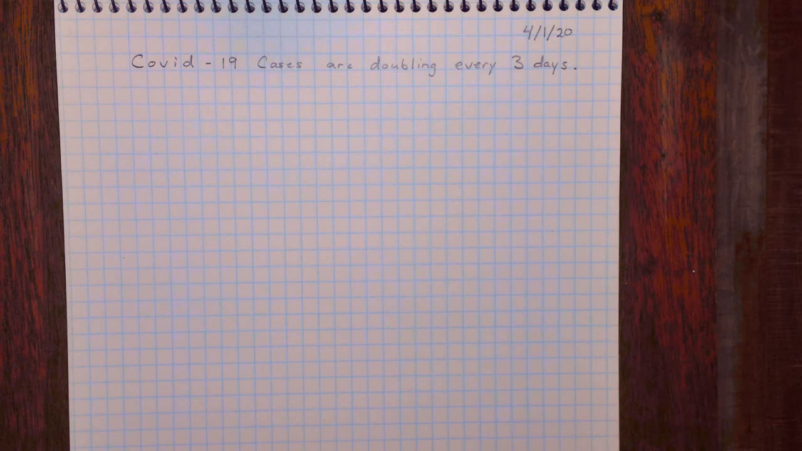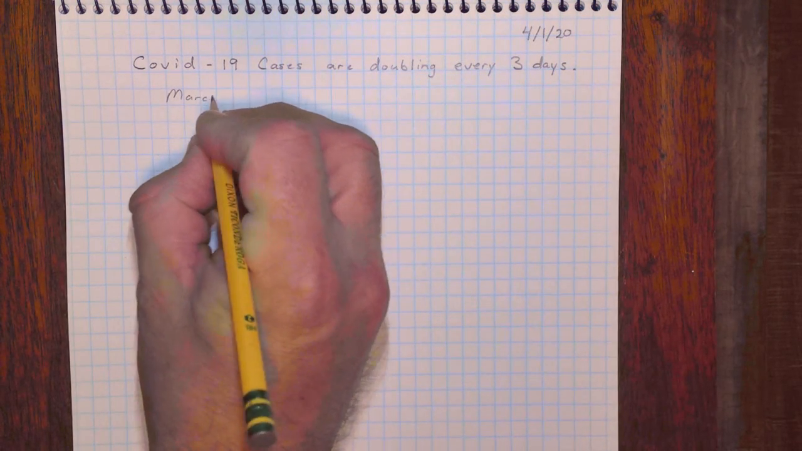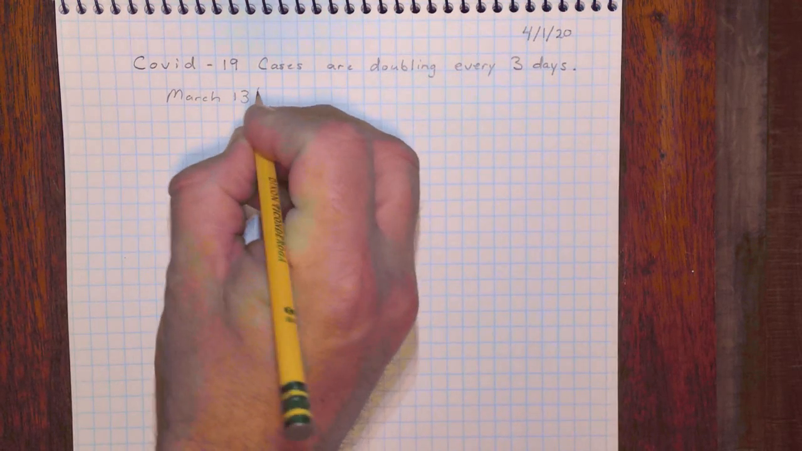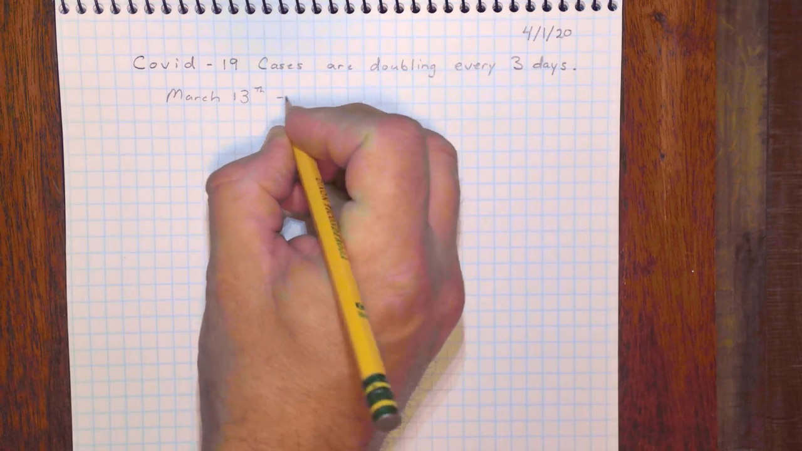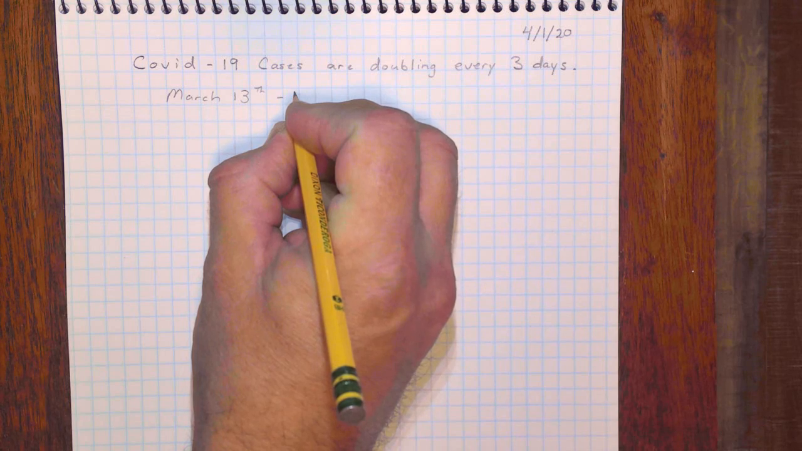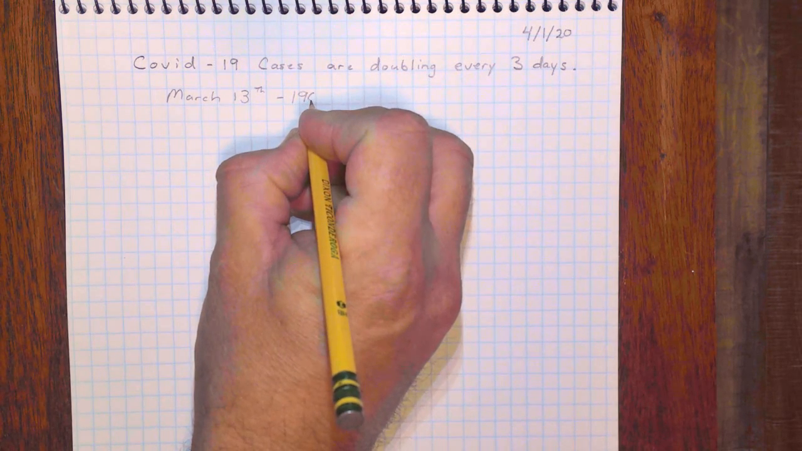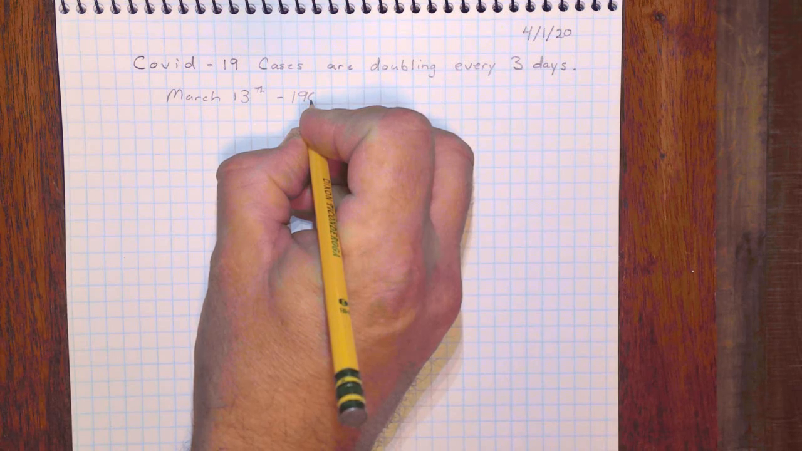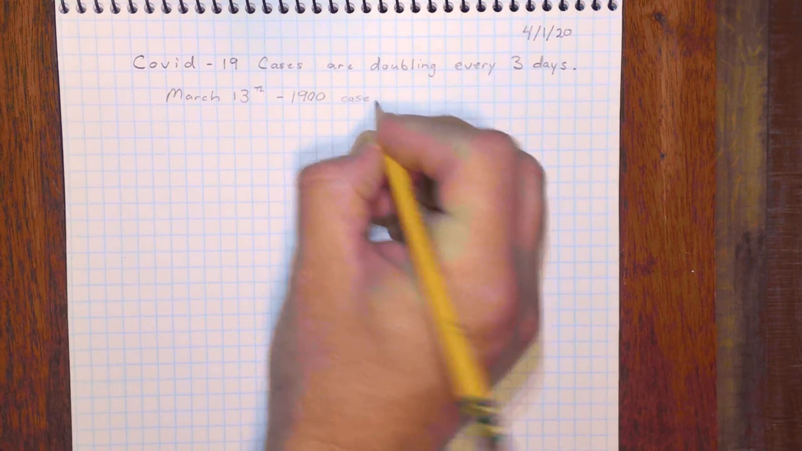So I've got some dates. So March 13th, there were at that point 1,896 cases, which I'm going to round up to 1,900 cases in the U.S.